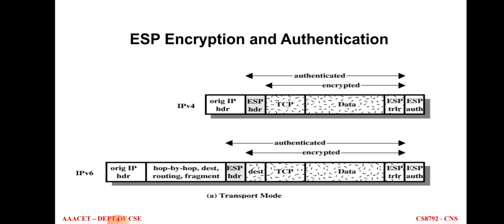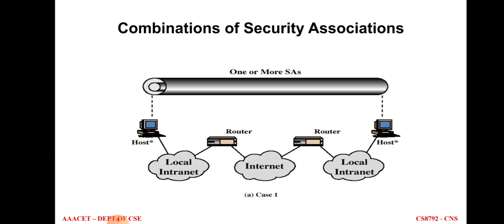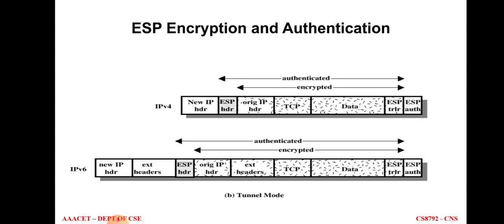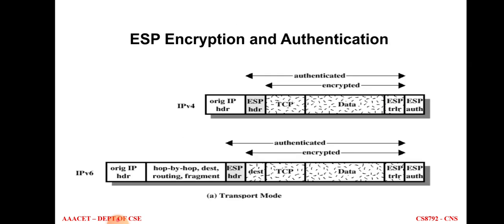So this is the concept of ESP, encapsulating security payload, encryption and authentication. This is for transport mode, and this is for tunnel mode. First we will see the concept behind transport mode. In transport mode, ESP is used to encrypt and authenticate the data carried by IP security, like in the figure. This transport mode uses version 4.